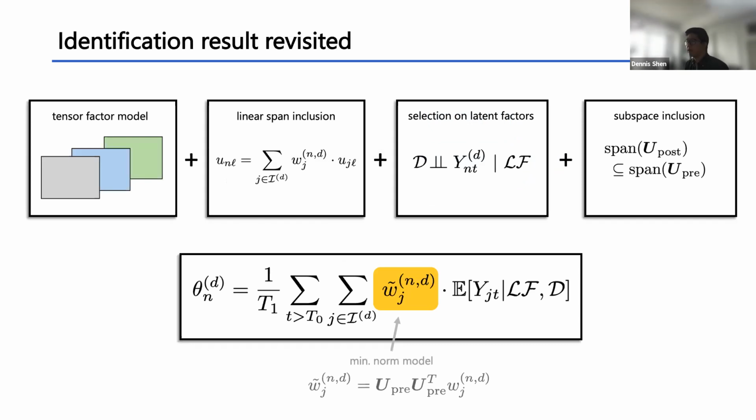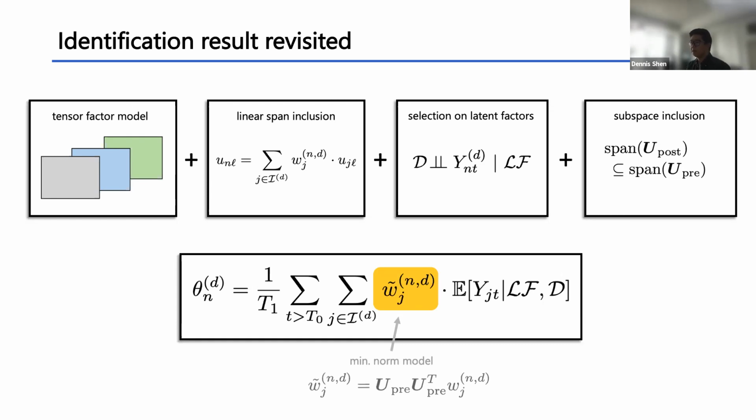As an important intermediary result, we note that if subspace inclusion holds in addition to the other causal assumptions, then we can actually rewrite our identification result. In particular, we can replace the model parameter W, of which infinitely many of such exist in high dimensional settings where the number of units far exceeds the number of measurements, with the projection of any solution W onto the subspace spanned by U pre, which we'll denote as W tilde. And note that by definition, this also corresponds to the unique minimum norm solution within U pre. So in words, this really means that if I want to make inferences for unit N under intervention D, then I don't necessarily need to learn W entirely.